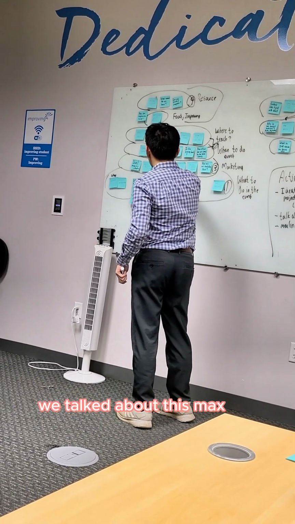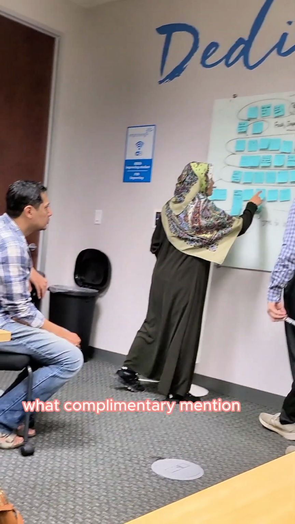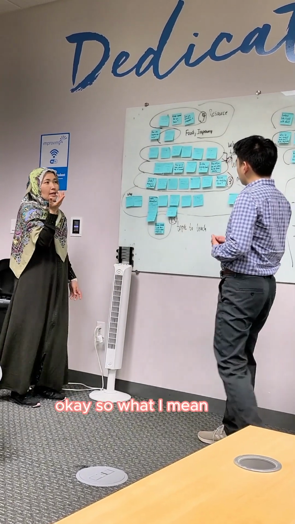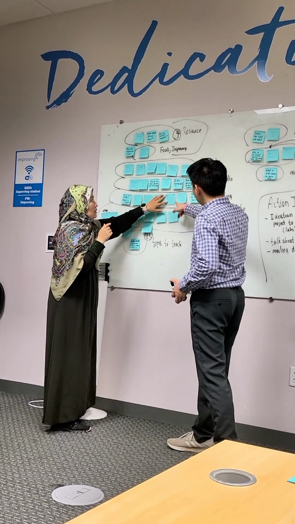We talked about this. Max, complimentary mentor. Continuous members. Oh, continuous maximum members. But again, we're not going to have continuous members right now. That's right. Something for later, long term.